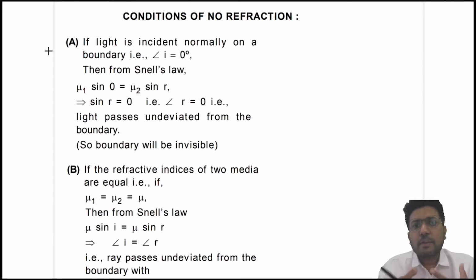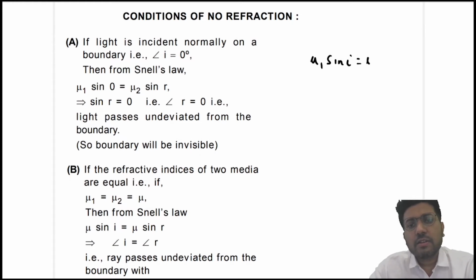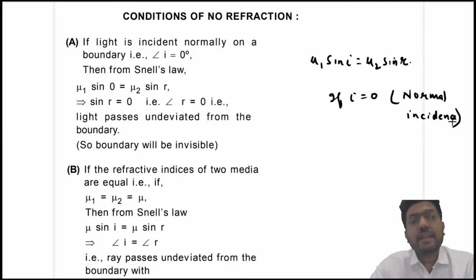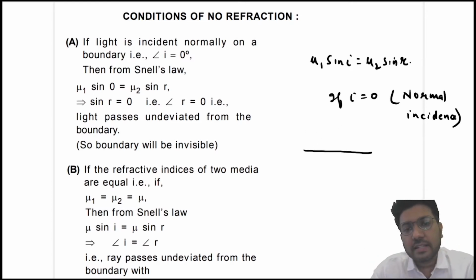When will there be no refraction? This is very simple. From Snell's law, you know that mu1 sin I is equal to mu2 sin R. So if I is 0 degree, that is normal incidence, in that case you can clearly see from here, if I is 0, R is also 0. That means there will be no deviation.